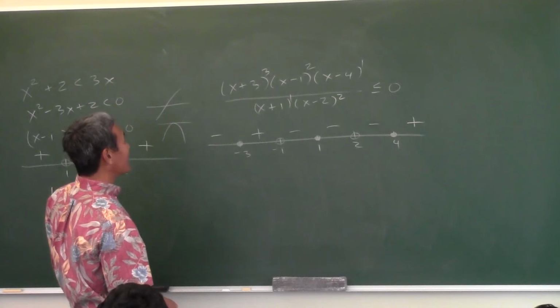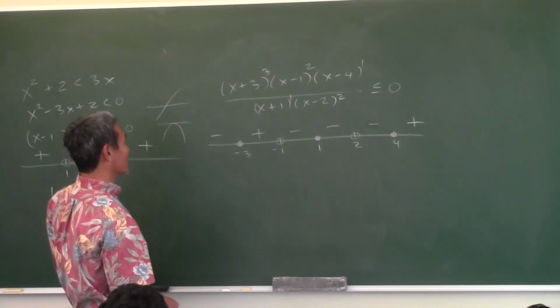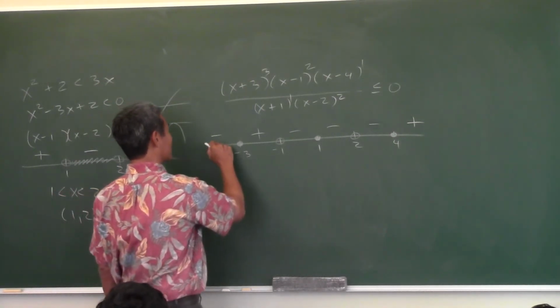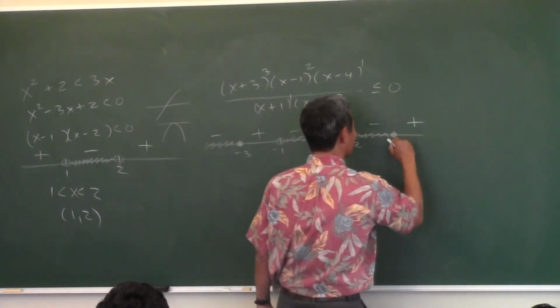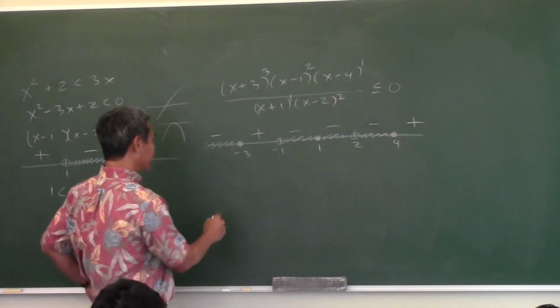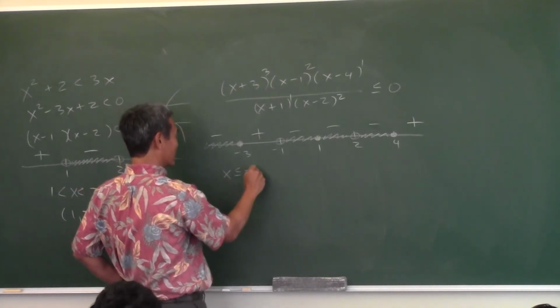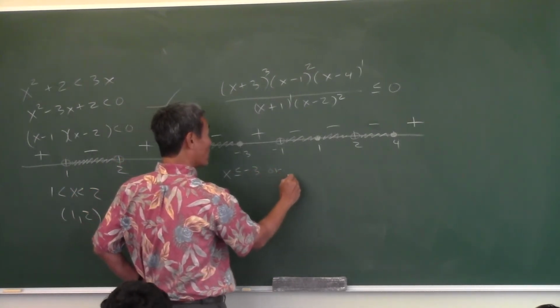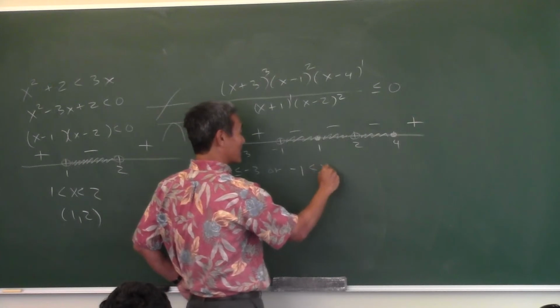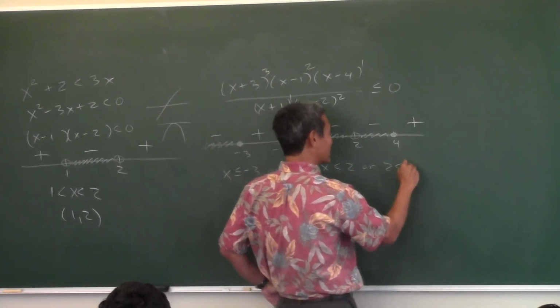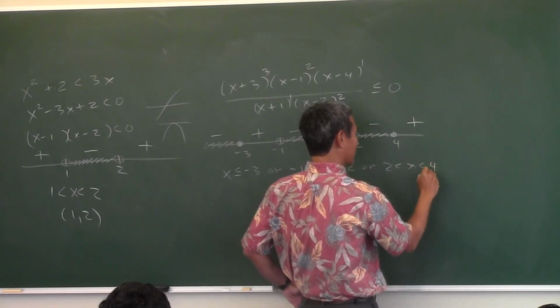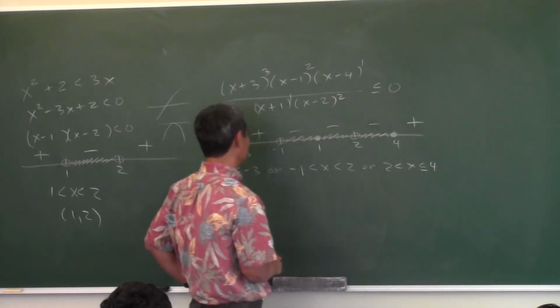And we're looking for less than or equal to 0, so which ones do I shade in? The -1, so here, here, here, here. Okay, so how do I write that? X is less than or equal to -3, or -1 is less than X is less than 2, or 2 is less than X is less than 4, including 4, so or equal to.